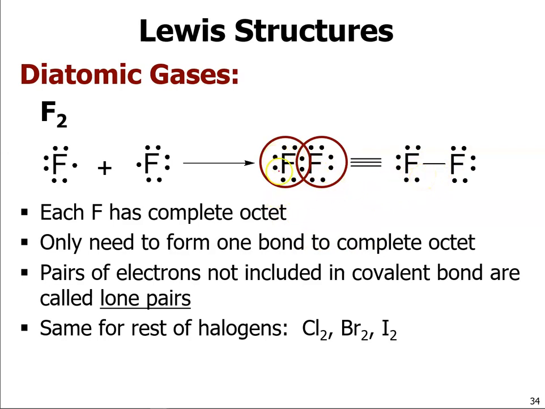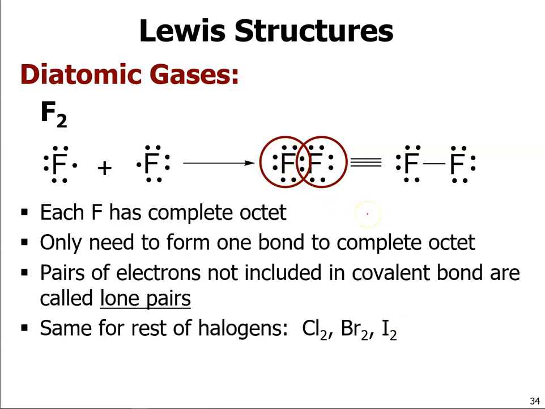These electrons now on the outside are called lone pairs of electrons. So we have 1 lone pair, 2 lone pairs, 3 lone pairs on each fluorine here. We're going to want to keep track of those, because we'll use them for some interesting things later on in the semester. This is the same exact structure that you're going to see for chlorine, bromine, and iodine, basically replacing the F with Cl, Br, or I.